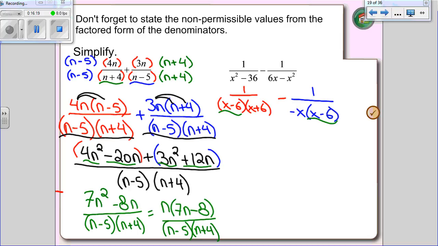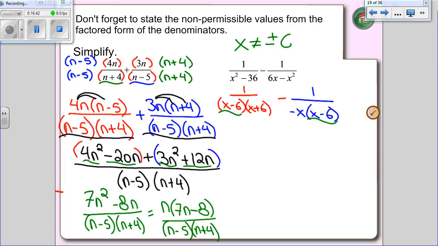All right, first step was factor. Second step is NPVs. You still have to state your NPVs. Your NPVs are things that cause you to divide by 0. So if I look at this question, I would say x cannot equal positive or negative 6. It also can't equal 0.